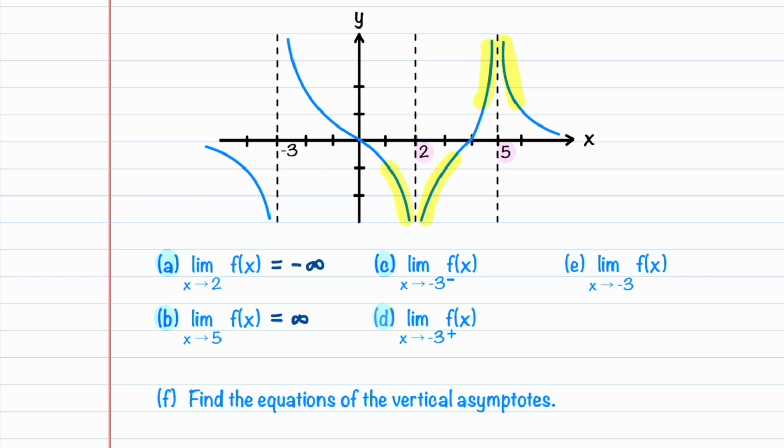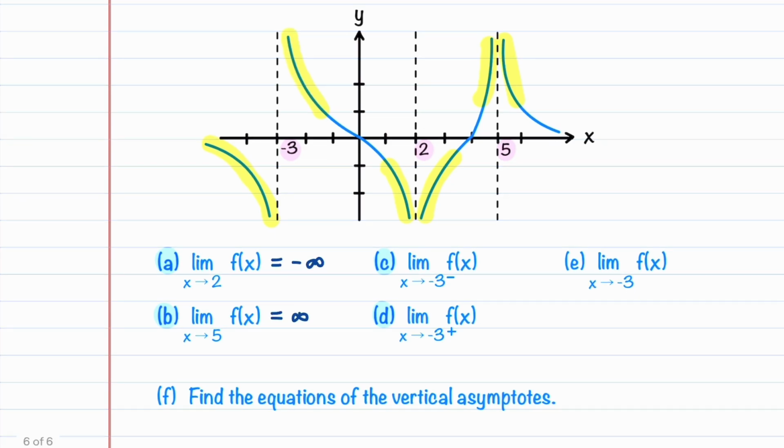Now let's look at C and D. For both of these limits, x is going to -3. So let's go up here and look at that on the graph. From the left, it's going to minus infinity. And from the right, it's going to plus infinity. Let's write that down. So the first one is coming from the left, and it's minus infinity. Second one is coming from the right, and it's plus infinity. Those two limits are different, so we can say for part E that the limit as x goes to -3 of f of x does not exist. So we write DNE.